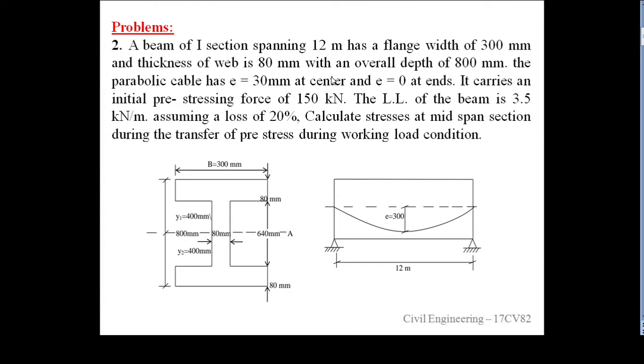In that, what is given? That is 12 meter span, and also the overall depth of the beam is 800 mm and width is 300 mm, and also eccentricity of 300 mm from the bottom. It carries a pre-stressing force of 150 kN here at 150 mm center from the bottom, and also here a UDL of 3.5 kN per meter. It carries a UDL.